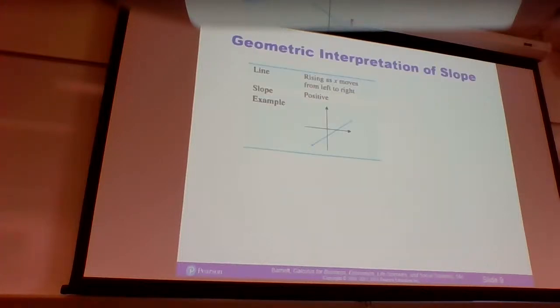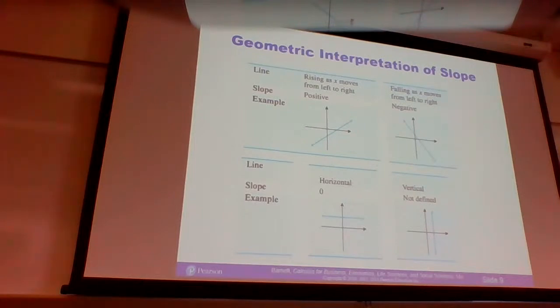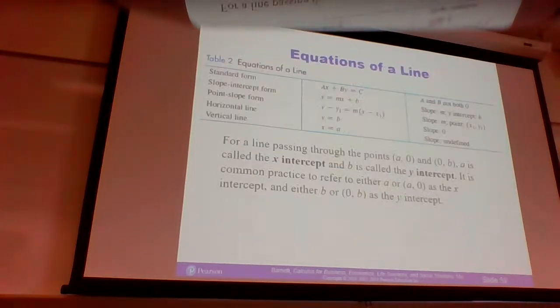And then if the slope is positive, from left to right it's going up. If the slope is negative, from left to right it's going down. If the slope is 0, you have a horizontal line. And if it's not defined, it's a vertical line. It doesn't quite make sense.